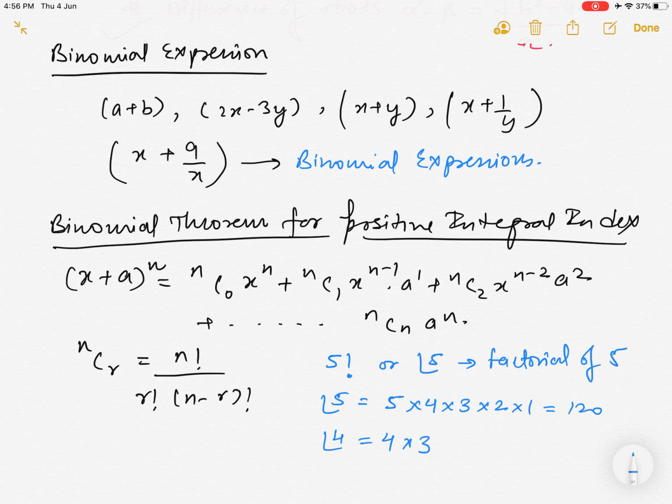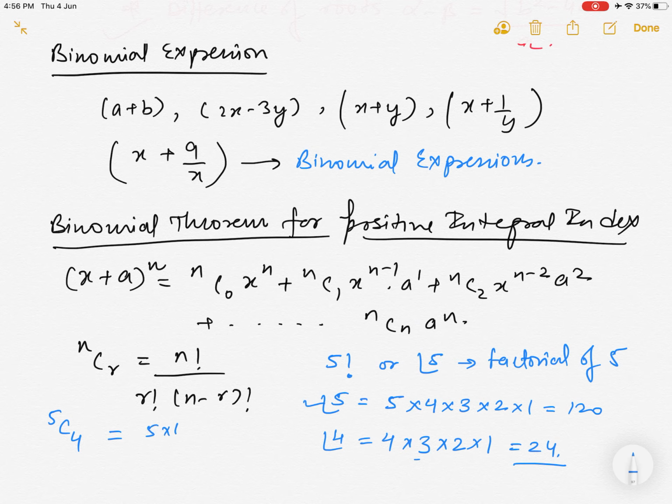120. Similarly, if I ask you what's the factorial of 4, then this can be written as 4, then you subtract 1, 3, then subtract 1, 2, then subtract 1, 1. So this will become 3 times 2 is 6, 6 times 4 is 24.